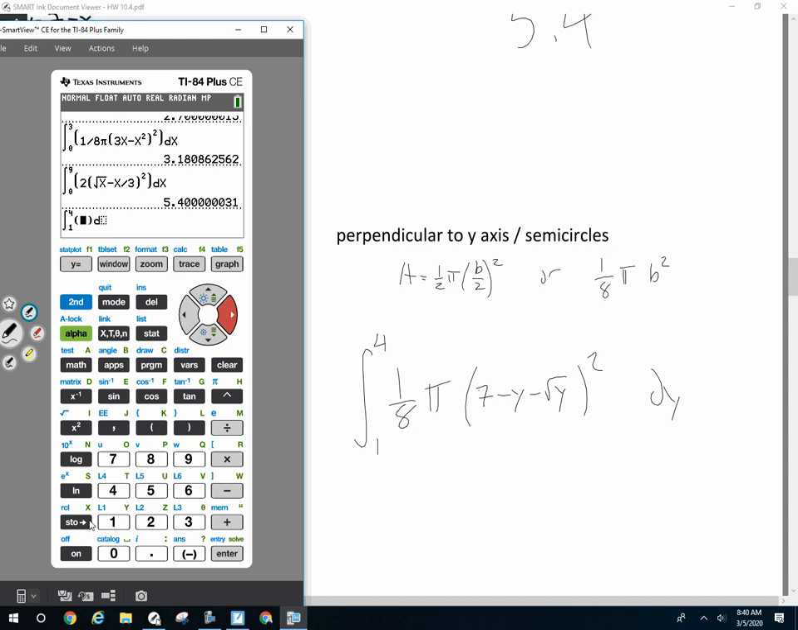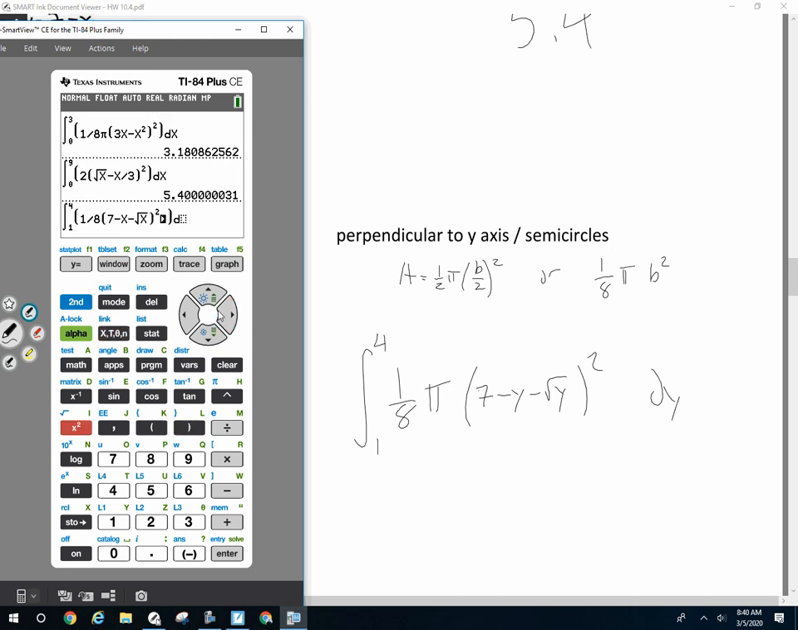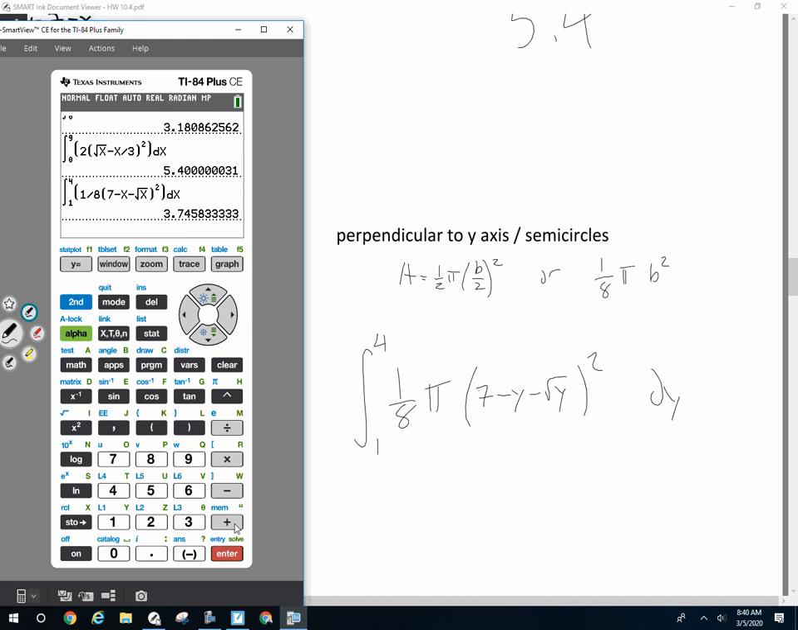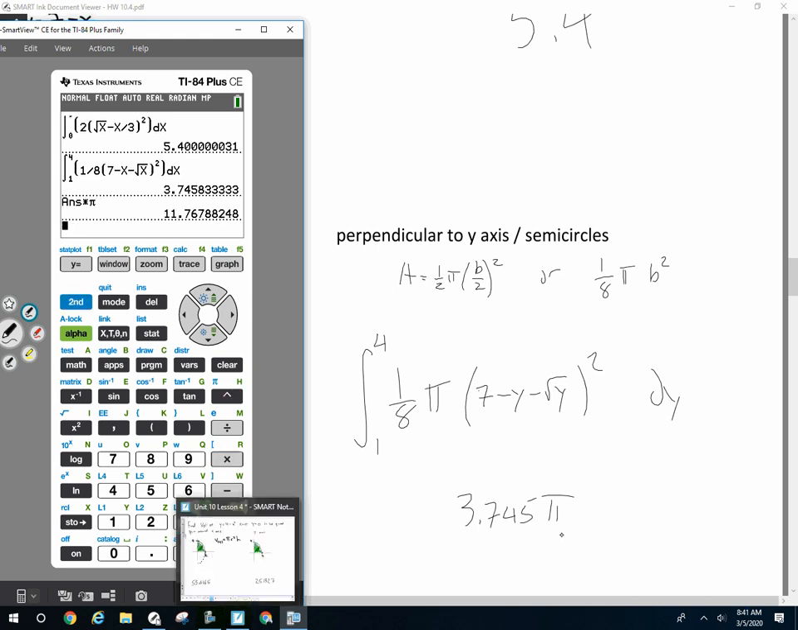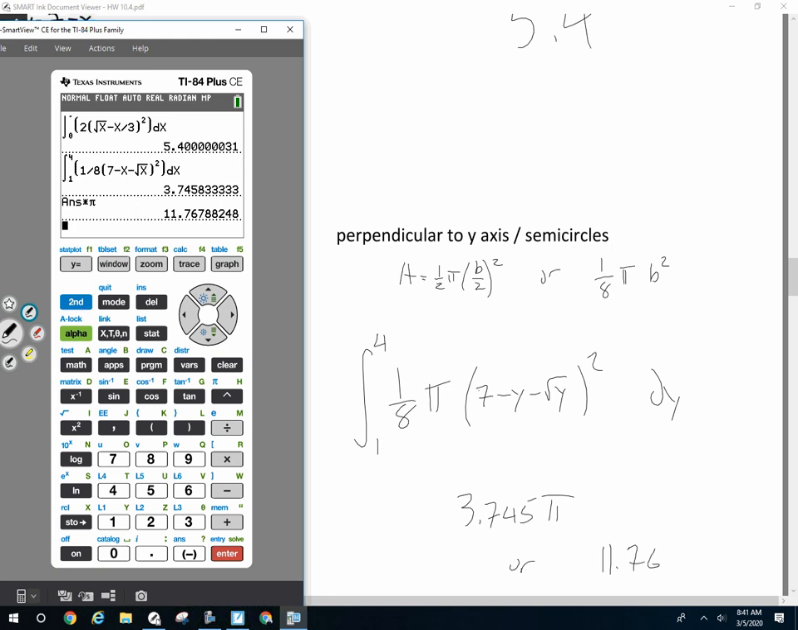I'm going to leave the pi out. So just to remind you that sometimes you can just incorporate the pi at the end, which might be required of you. So 3.745 pi. Or multiply this by pi. 11.747.